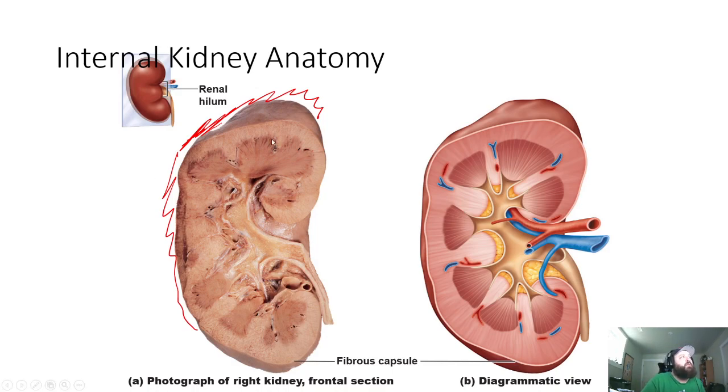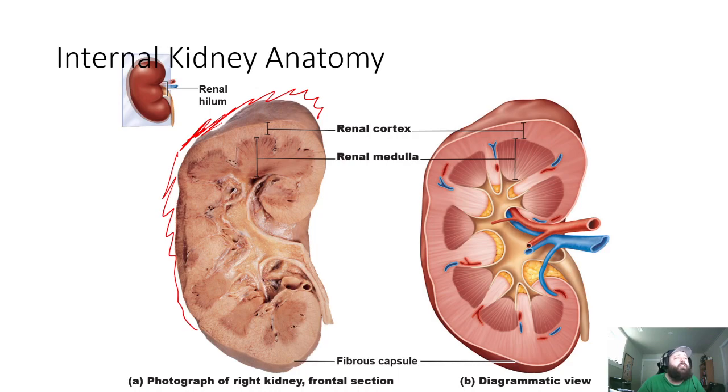So I want to talk about what's on the inside of the kidney now, and we can just talk our way through this. So first, the lighter region on the most superficial layer of the kidney is called the renal cortex. It's light in color and granular. This is where you're going to find a lot of the nephron components.